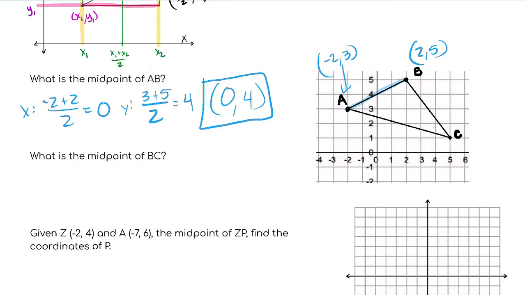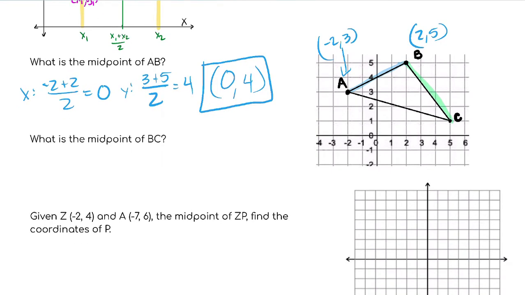So what is the midpoint for BC? So here's BC. Highlight that in a different color. So looking at BC, we already know point B, but we don't have point C yet. It is at 5, 1. So we're going to find the midpoint between the points 2, 5 and the point 5, 1.